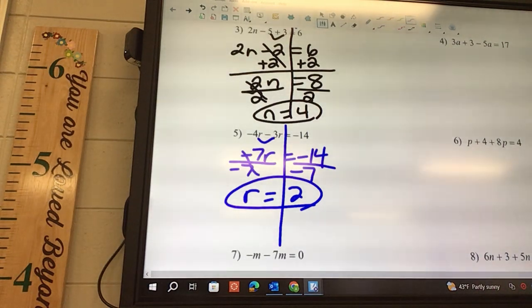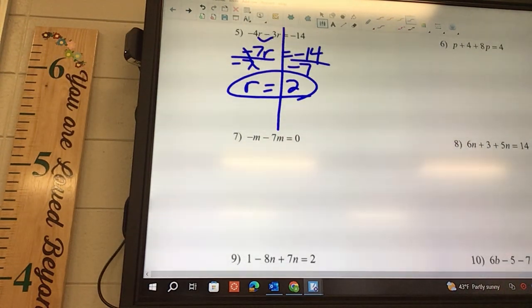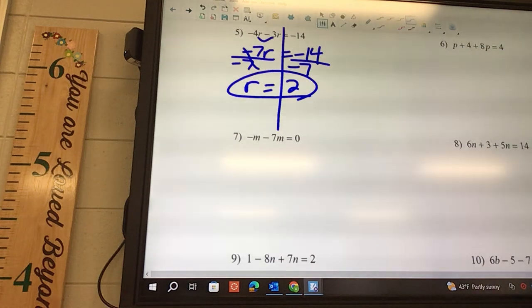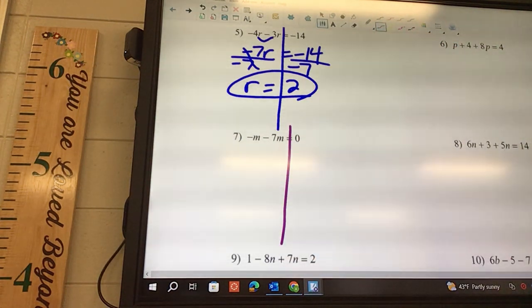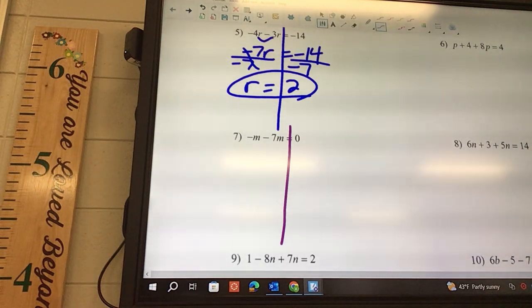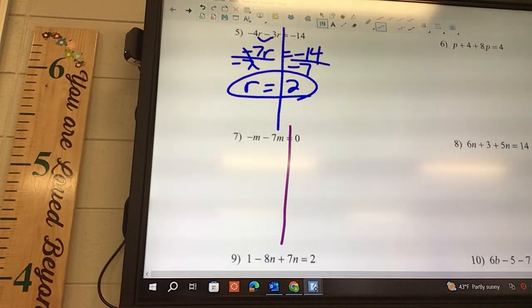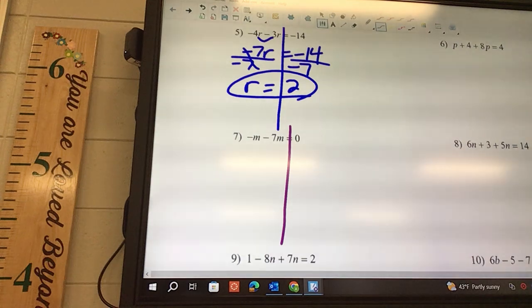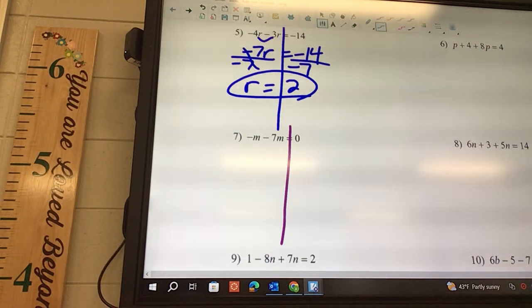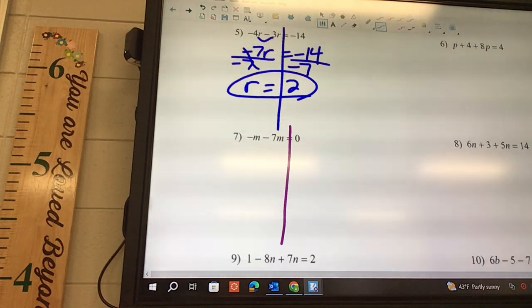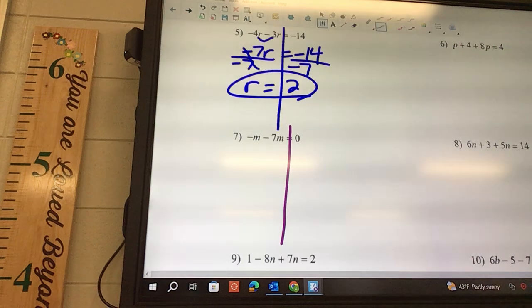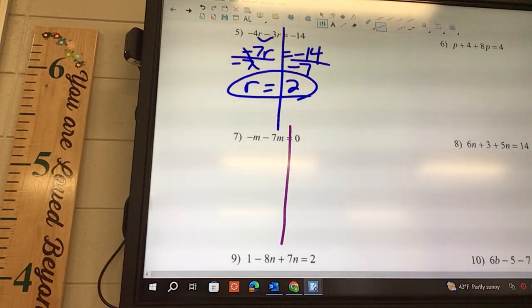Okay, and so that's going to give me a 2. Okay, 7. How many pieces are on the left? There are 2. However, what kind of 2 pieces are they? They're both letters, so they can get put together. Okay, and then if there's no number in front of an M, what number is there? 1. A 1. So there should be a 1 in between that negative sign and that M.